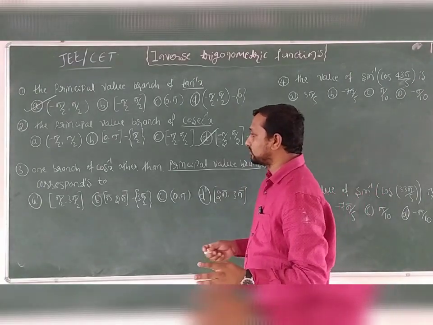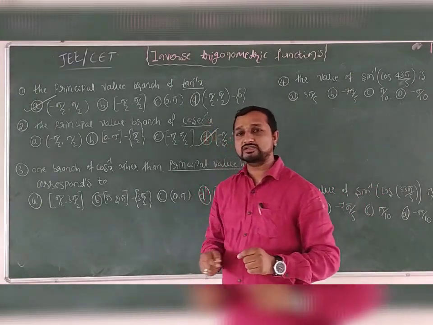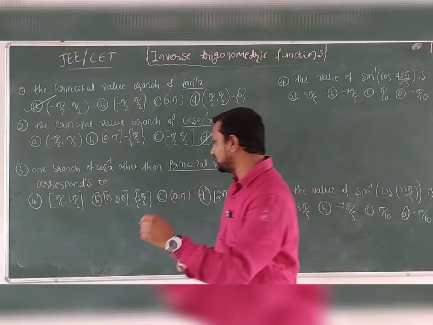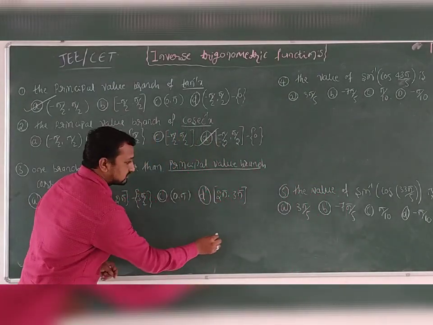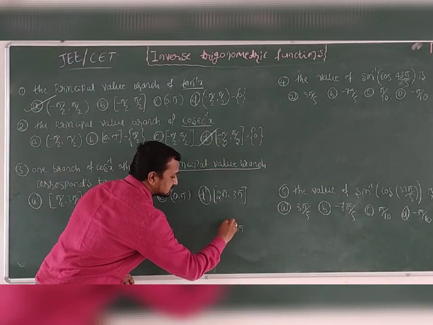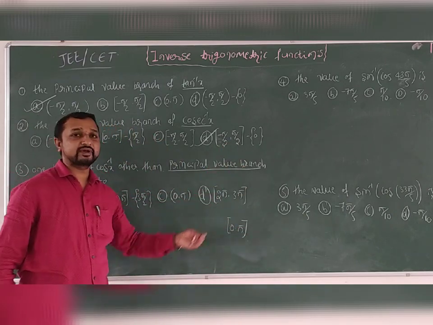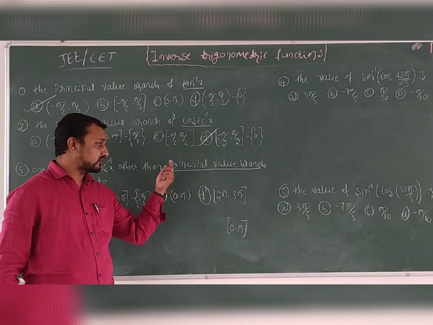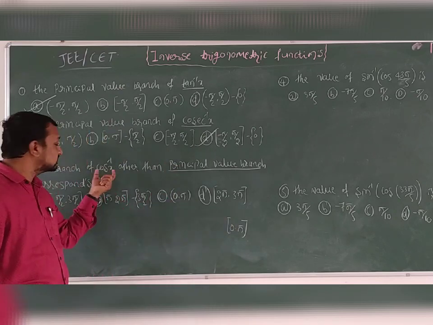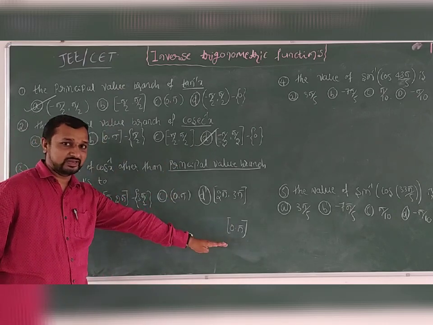So that's right. First of all, what is the branch value of cos inverse of x? The principal branch value is 0 to pi. The principal value branch of the cos inverse x function is 0 to pi. Already we know that. Okay.